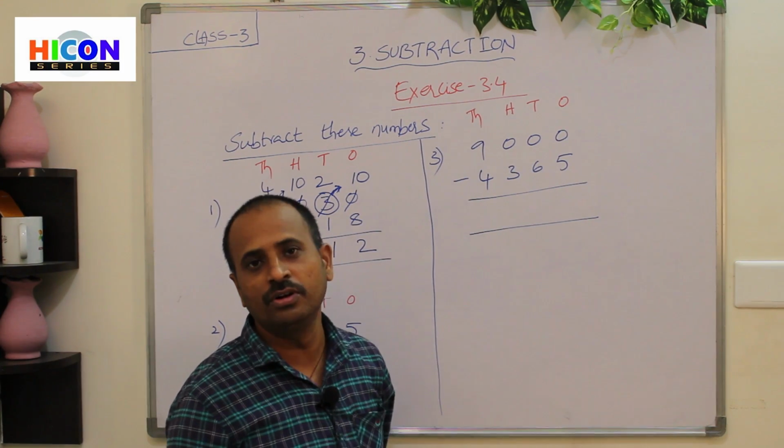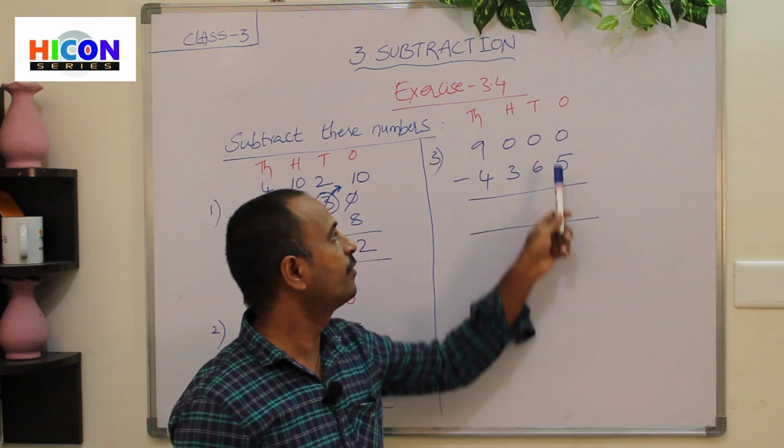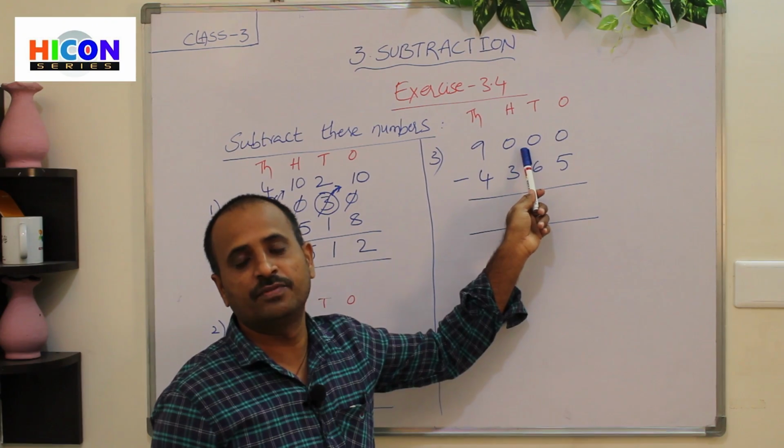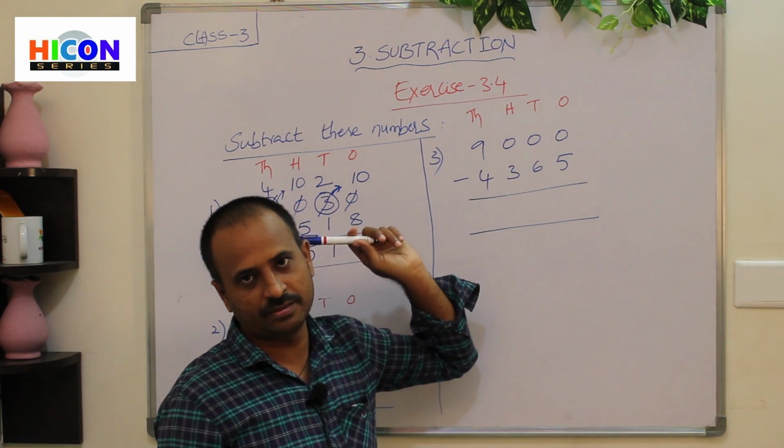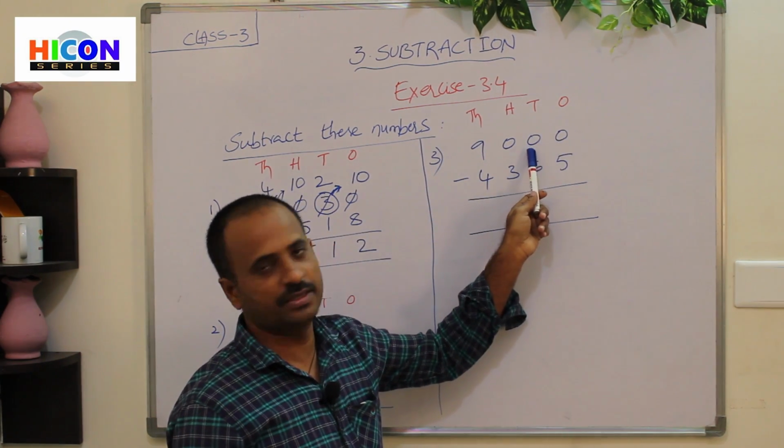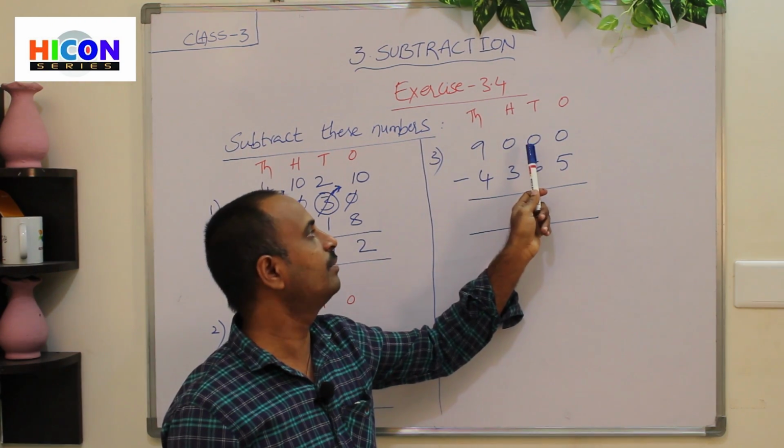So then what do we have to do? We have to borrow from its next place. That means we have to regroup tens place. So now go to tens place. We have to borrow from tens place.